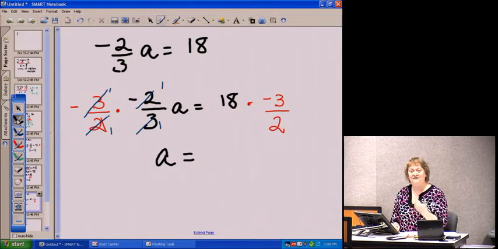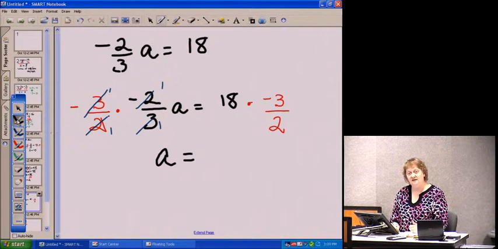So instead of dividing by the fraction, we're going to change that dividing by the fraction to multiplying by its reciprocal, which is the procedure for dividing by fractions. We're just going ahead and multiplying by the reciprocal. It allows us to cancel everything on the left and get that a by itself.